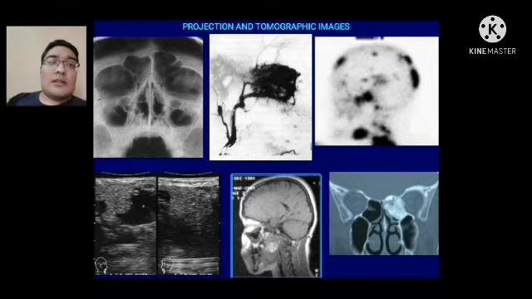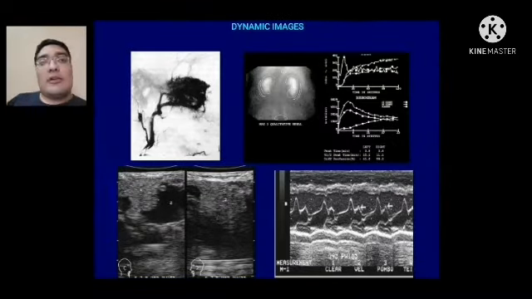In tomographic, it means that it's showing us only one plane, or tome, or cut of the organ. So, for example, the MRI and the CT scan give us tomographic imaging, and for example, X-ray and the ultrasound give us projectional. Dynamic or static.